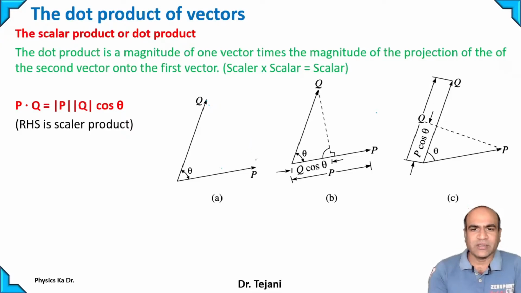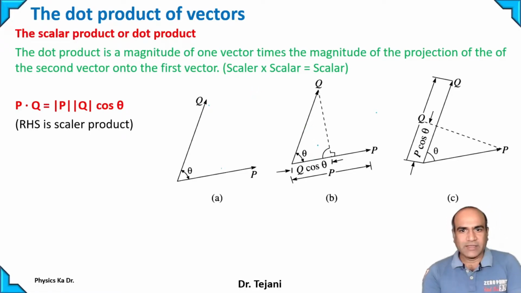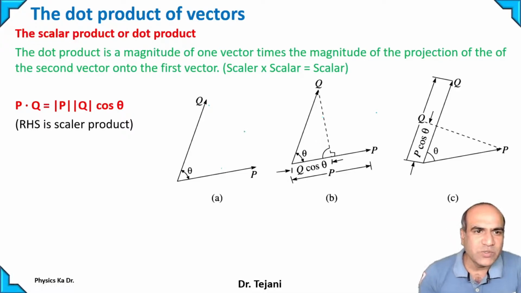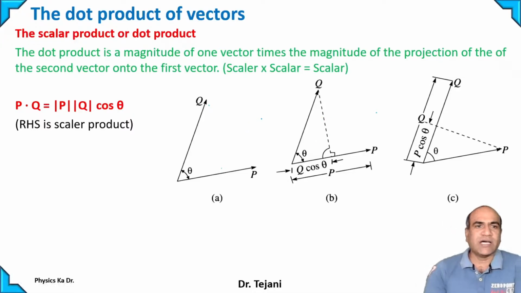See, no direction. It is not towards P, it is not towards Q. It is just the multiplication of a vector's magnitude times the magnitude of the opposite projection. It is just a projection of two sides. So P dot Q is equal to PQ cos theta, and that becomes a scalar product.